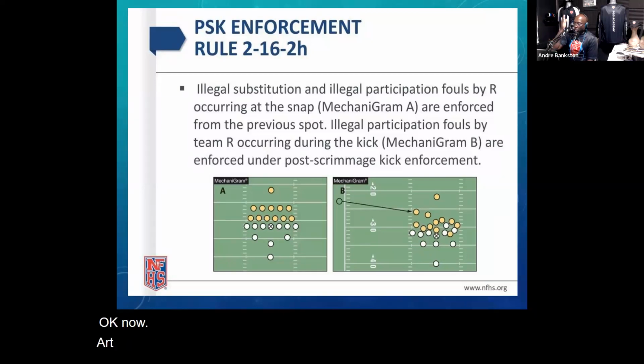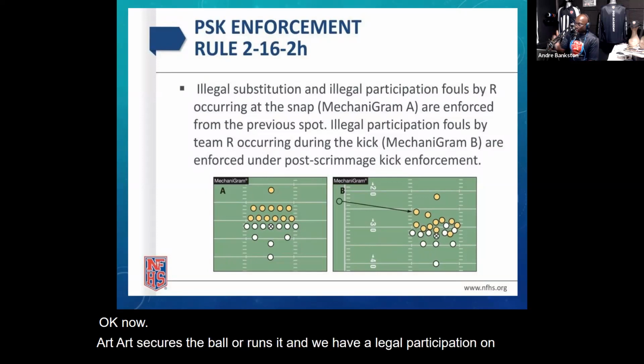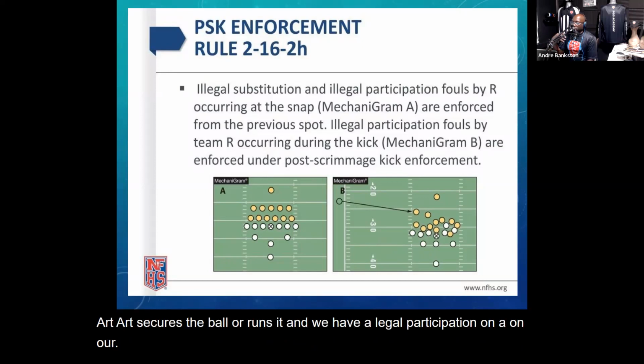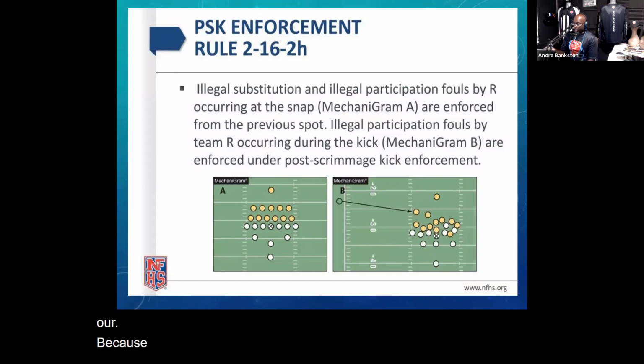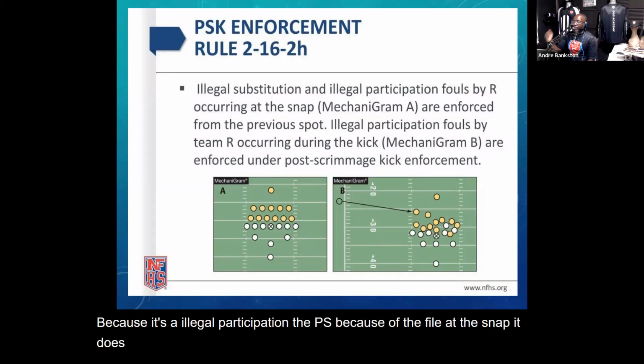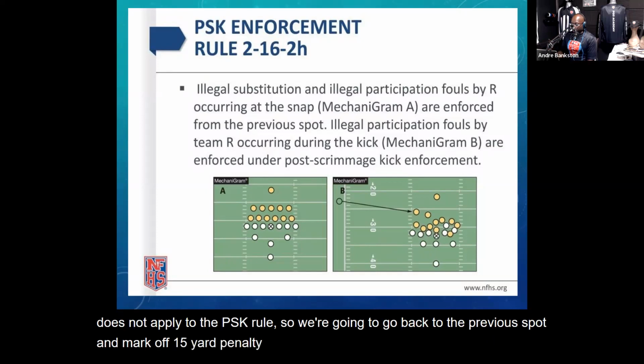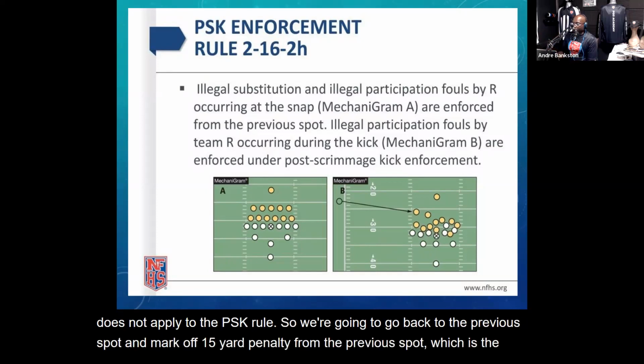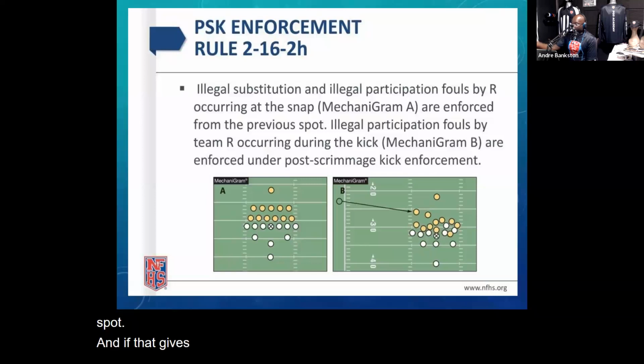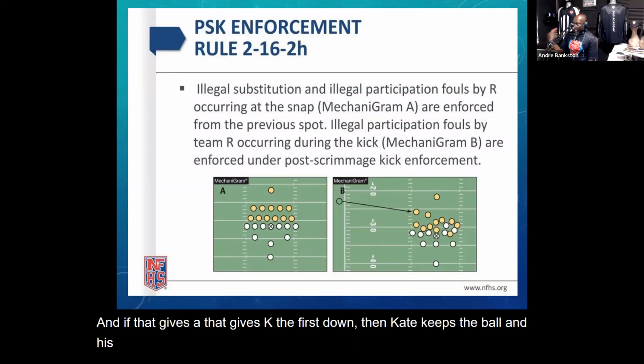R secures the ball, R runs it, and we have an illegal participation on R. Because it's an illegal participation with a foul at the snap, it does not apply to the PSK rule. So we're going to go back to the previous spot and mark off a 15-yard penalty from the previous spot, which is the basic spot. If that gives K the first down, then K keeps the ball and it's first down. If they're too far back, it can be just a re-kick.